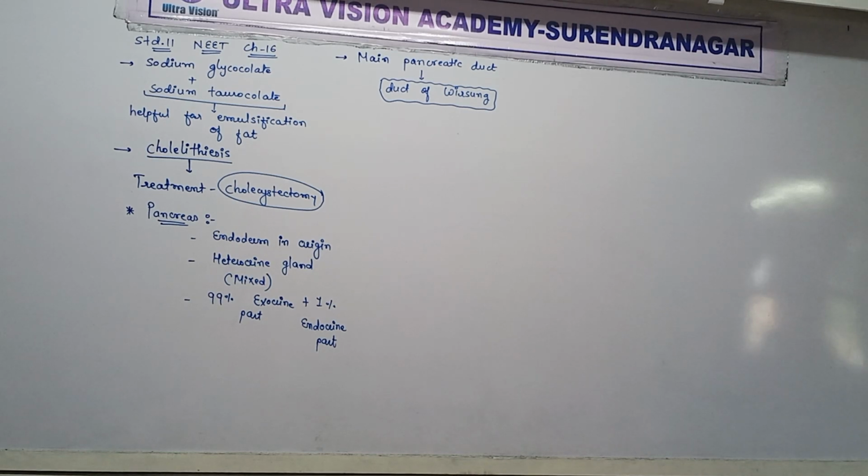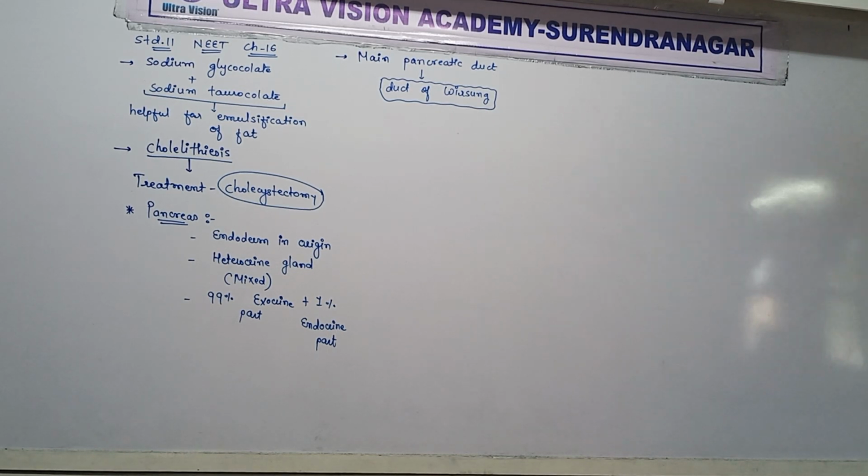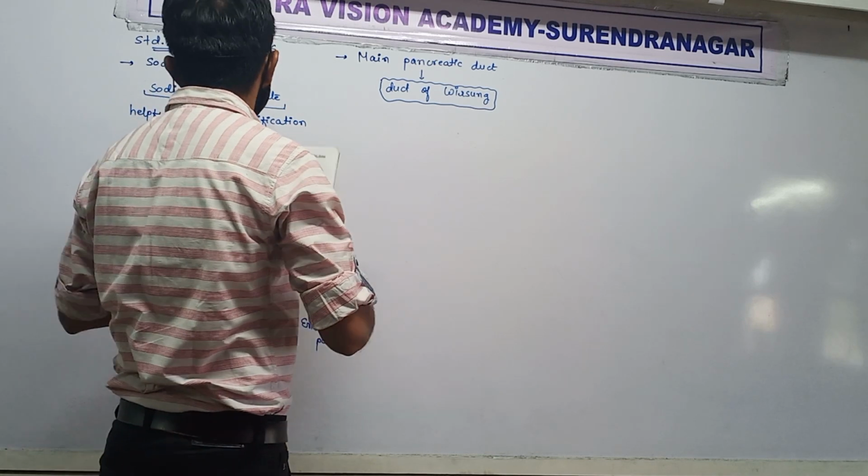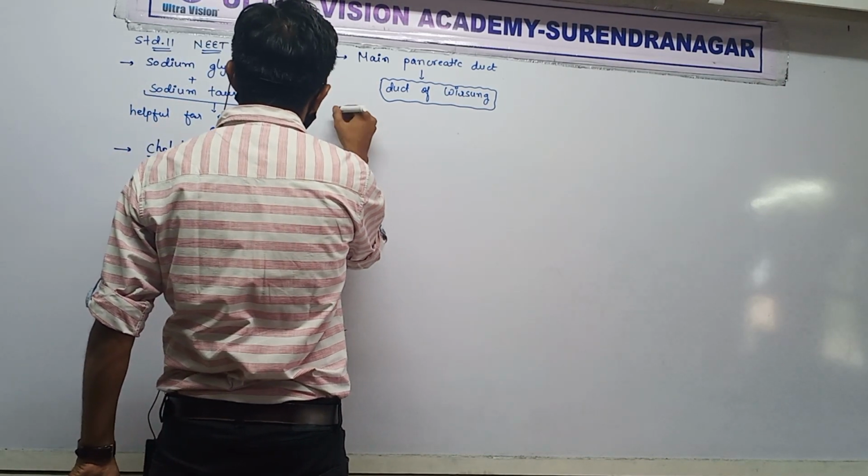The opening of the bile duct into the pancreatic duct is controlled by the sphincter of Boyden.